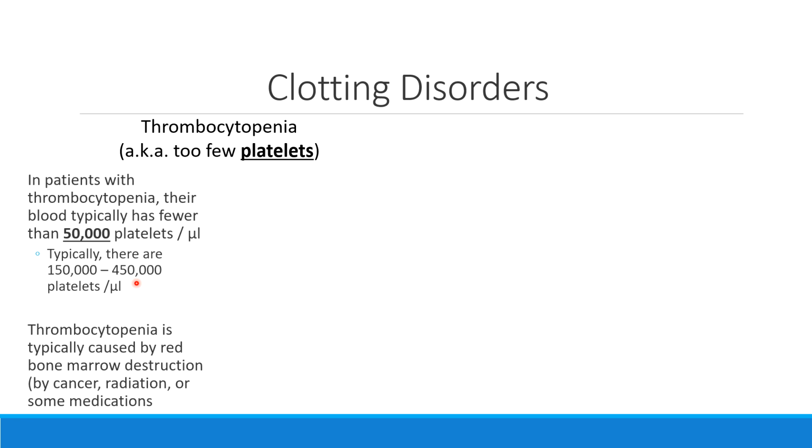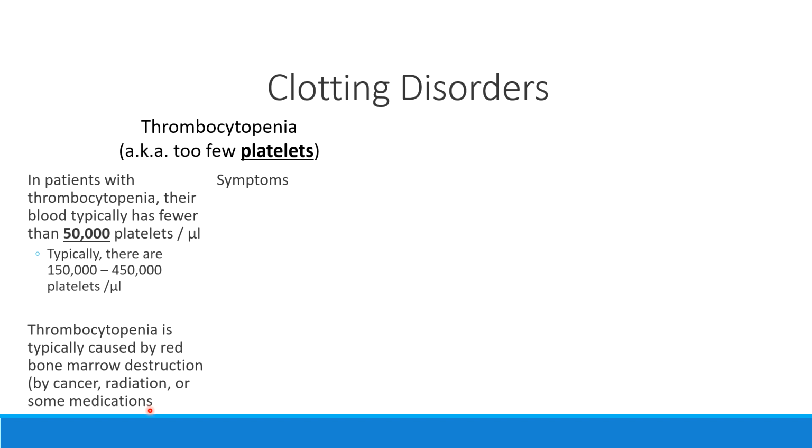What causes thrombocytopenia is damage to the red bone marrow. Let's underline, highlight, star, red bone marrow. This is an issue at the level of synthesizing these platelets. I don't have the cells that actually build them. Whether those cells were damaged with cancer, radiation, or some kind of medication, because I don't have those cells to build accurate platelets or functioning platelets, I don't have enough.